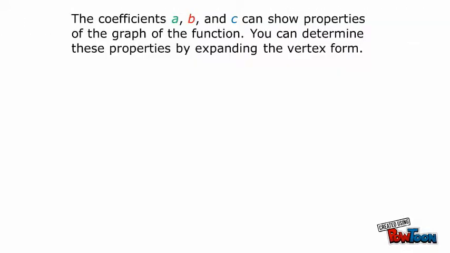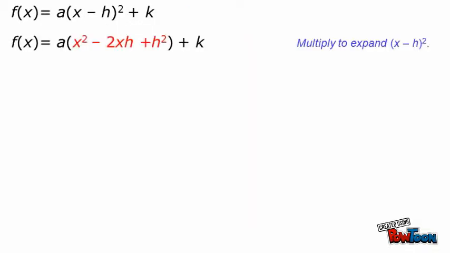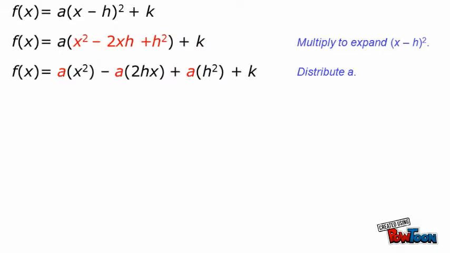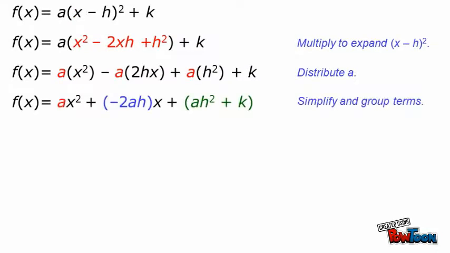In order to get from vertex form, which you already know, to standard form, you just take vertex form and expand out the square and combine like terms. In other words, x minus h squared is x minus h times x minus h. Expand that out and simplify it. If this looks confusing, pause the video and go through it.